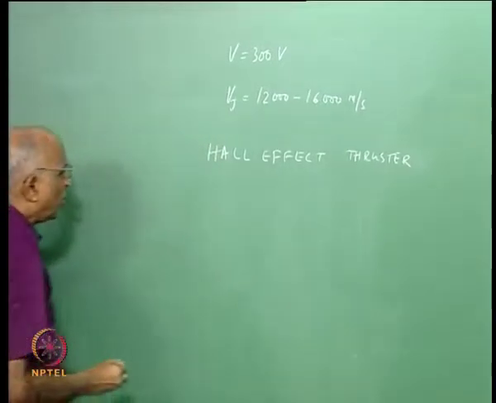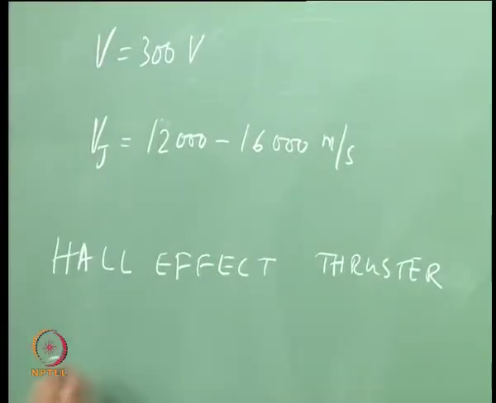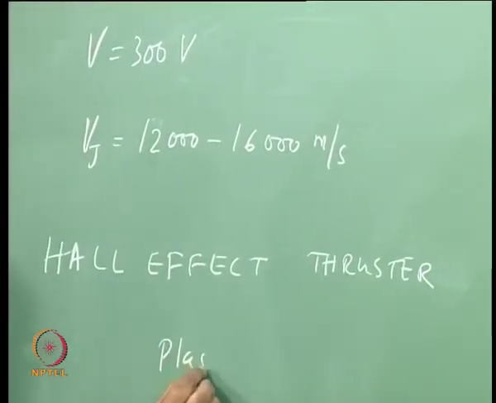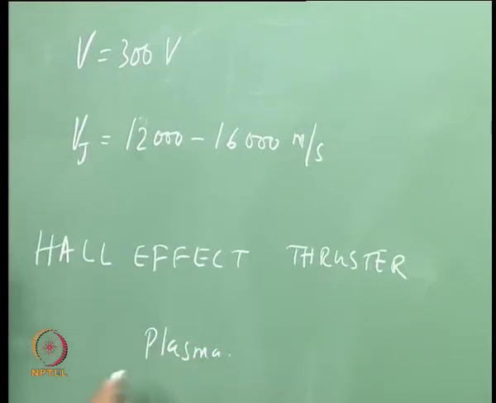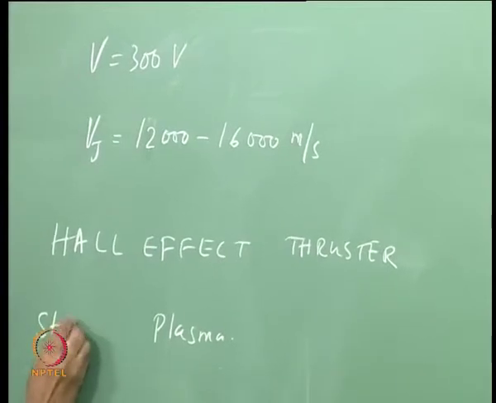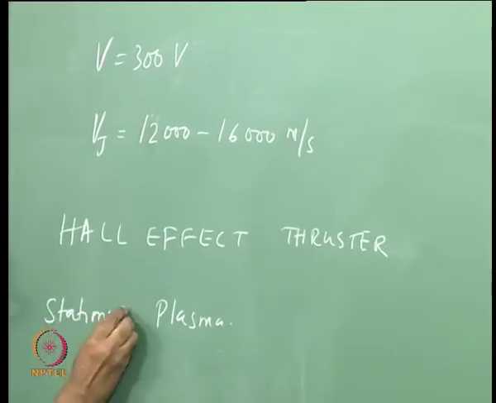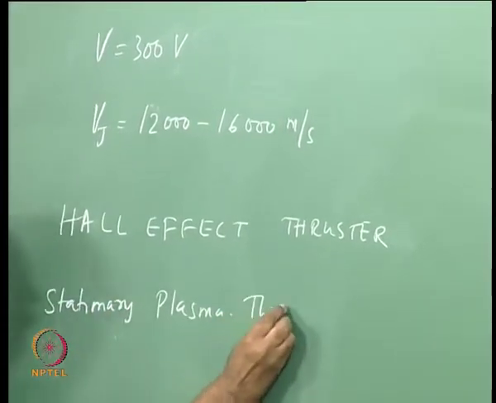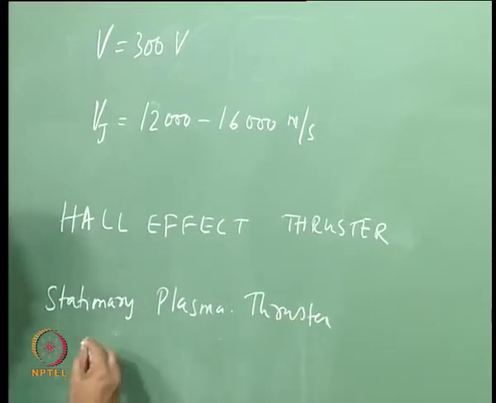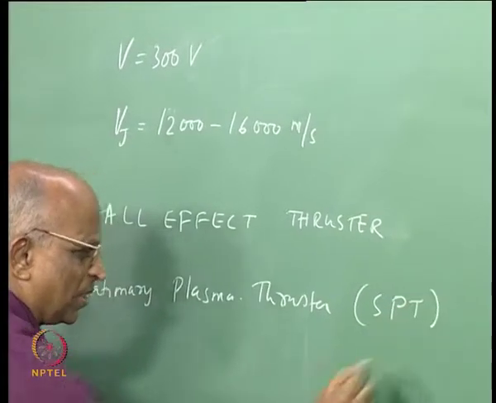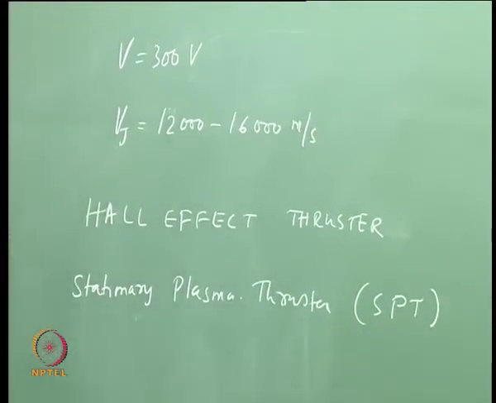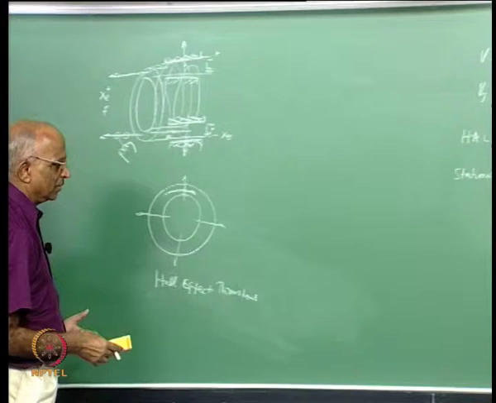It is also spoken of as you are creating a plasma which is in the annular passage stationary. Therefore, you have a stationary plasma thruster, and more often than not it is referred to as a stationary plasma thruster, and this is where we make use of the Hall effect.